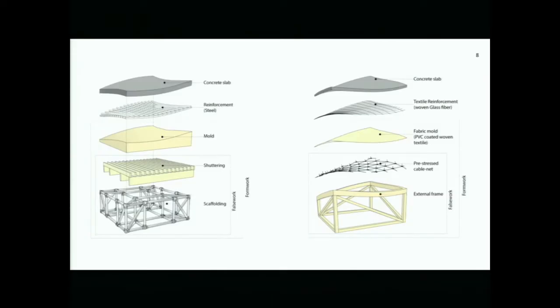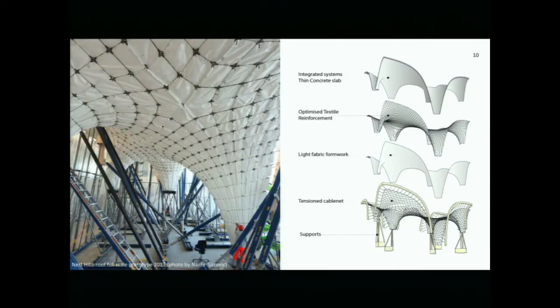The approach we propose would be that of using a flexible formwork system instead of the traditional one, where the approach replaces both the traditional formwork and the reinforcement with a textile one. The most recent example of a structure realized in this manner is the one-to-one prototype of the Nest high-low roof, which is a textile reinforced concrete shell.